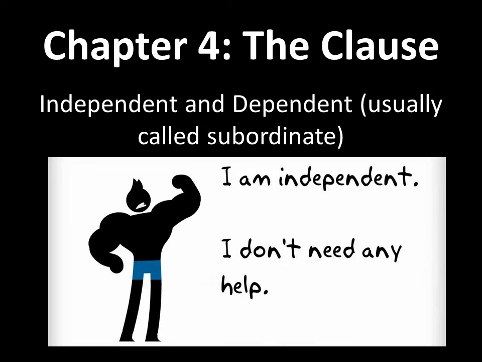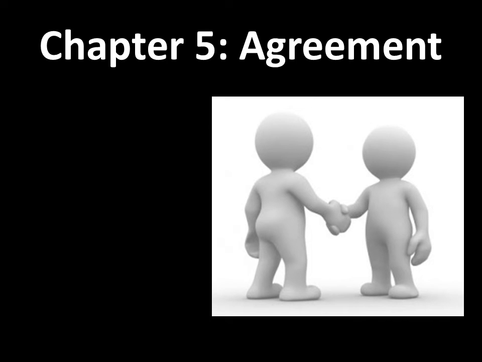Independent, just like you know what independent means. Independent means it can stand alone. It's a complete sentence with a subject and a verb or a predicate. Dependent, actually, just like you know what dependent means, a dependent or subordinate clause depends on an independent clause to make it a complete sentence.